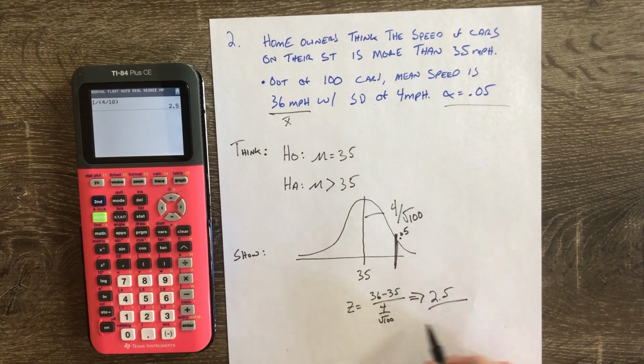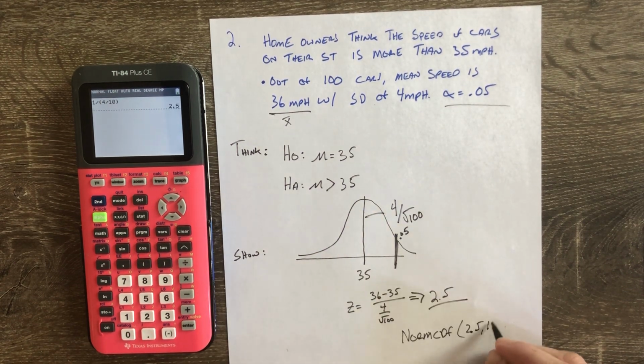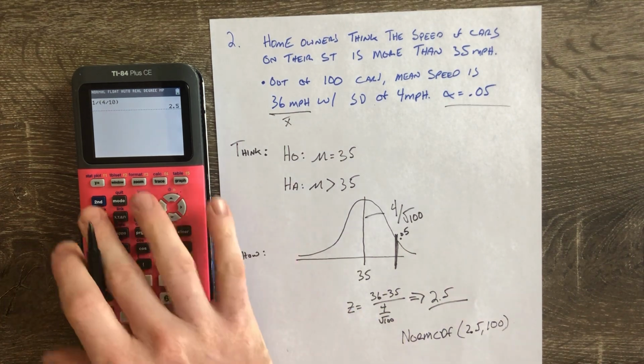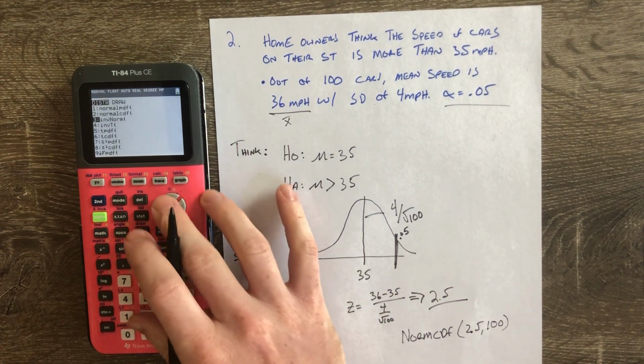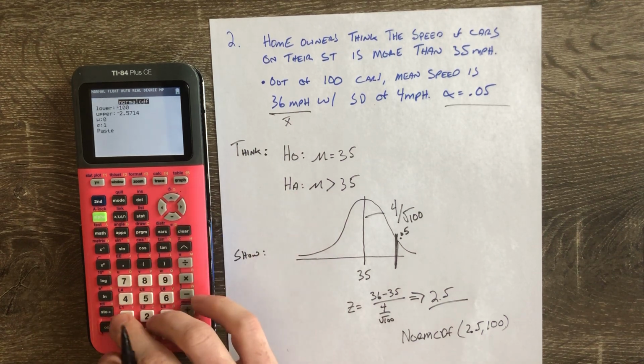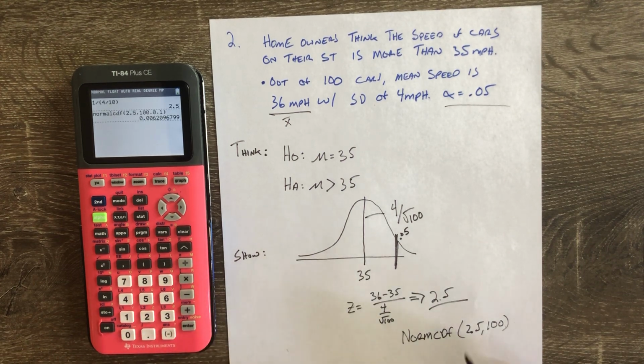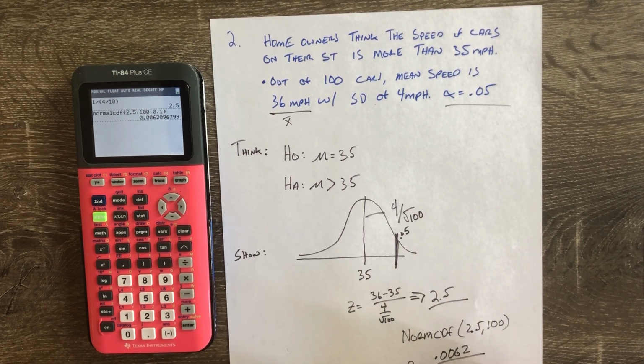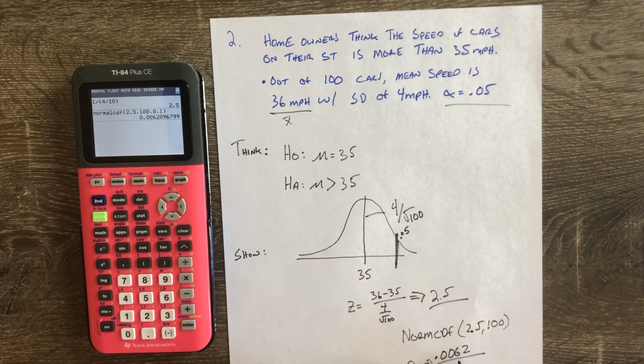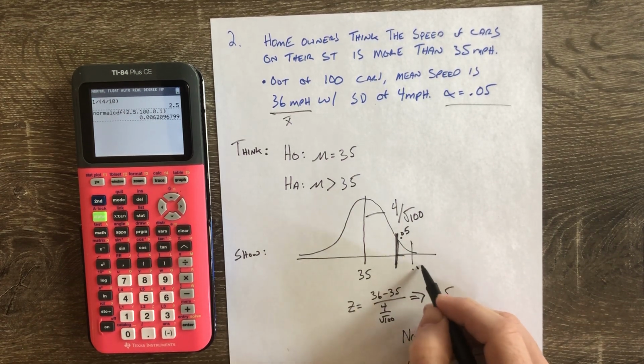So that's my z. So now I go normal CDF, and I type in 2.5. I'm going greater than, so I'm going comma 100. See what I need to get that for my p-value. Let's go ahead and figure out what that is. Normal CDF, 2.5 all the way up to 100. Let's see what that is, 0.006. So again, this is my p-value, 0.006, so that's like over here somewhere.